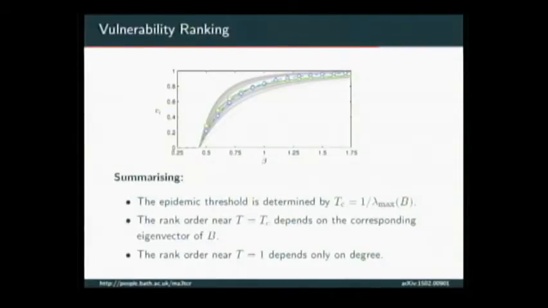So what I'm really saying up here is that these curves all leave 0 as straight lines, and the slope is determined by the eigenvector from this matrix. Up here, they all approach 1 as a polynomial power, and the power is the degree. Right? Okay. So that's a summary for vulnerability.